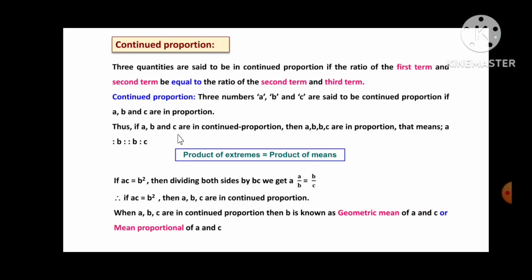Thus if a, b and c are in continued proportion, then a, b, b, c are in proportion. That means a upon b is equal to b upon c. So product of extremes is equal to product of means: ac is equal to b square. Dividing both sides by bc, we get a upon b is equal to b upon c. Therefore, if ac is equal to b square, then a, b, c are in continued proportion. When a, b, c are in continued proportion, then b is known as the geometric mean of a and c, or the mean proportional of a and c.